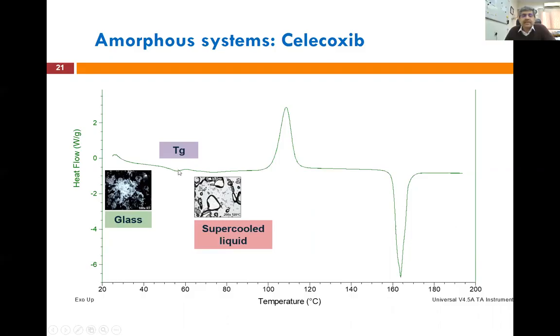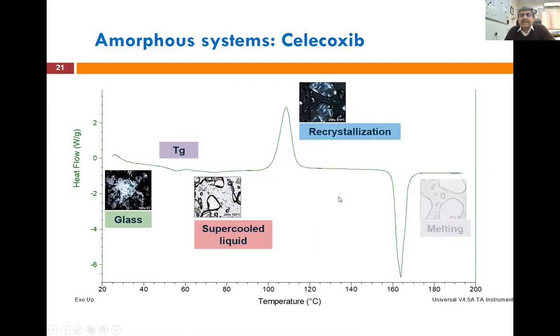And after the glass transition temperature, it enters into the supercooled liquid state, which then shows recrystallization, which is an exothermic event. So you can see from the glassy state, you start getting the crystals. So there are birefringent patterns that are visible due to the needle-shaped crystals. And then finally, this crystalline form that has emerged will show a melting point. So this is an example of amorphous celecoxib, which shows all the events related to the amorphous form.